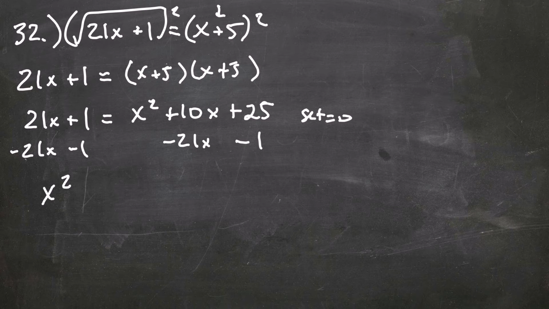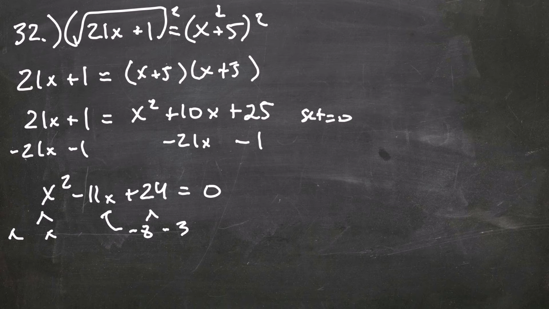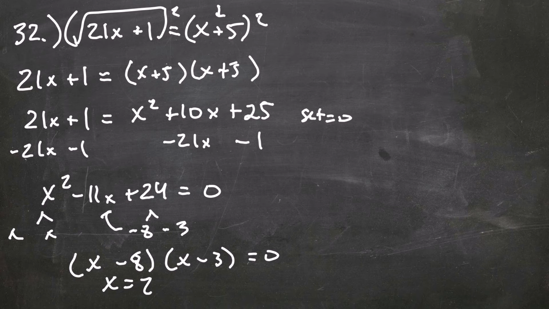I get x squared minus 11x plus 24 equals 0. Remember, how do you get x squared? X and x. I'm going to say minus 8 and minus 3 because that will give me the minus 11. So I'm left with x minus 8, x minus 3 equals 0. So x is equal to positive 8, x equals positive 3. So now I have to check both answers. I don't know which one's going to work. I have to check and find out.